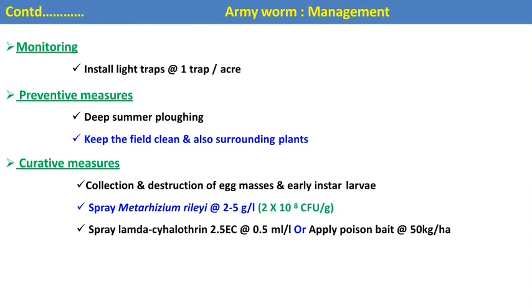Then keep the field clean, and also the surroundings of the plants. It means that field sanitation is necessary. Then in case of curative measures, collection and destruction of egg masses and early instar larvae. Then we can spray the crop with Nomuraea rileyi. It is one of the entomopathogenic fungi, mostly used against Lepidopteran pests. Then for foliar application or chemical control, we can use lambda cyhalothrin. It is one of the effective chemicals against the armyworm.